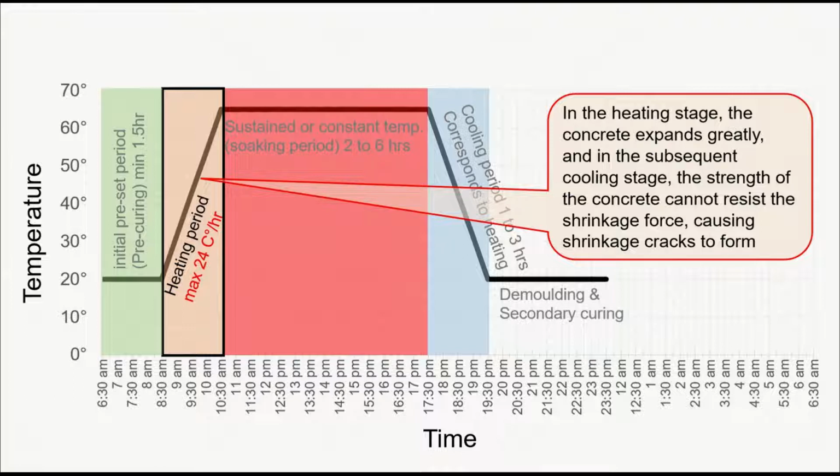Temperature rise must be tailored to avoid cracking and damage due to mold restraint. The temperature rise should not exceed 24 Celsius per hour with a maximum of 10 Celsius in any 20-minute period. In the heating stage, the concrete expands greatly, and in the subsequent cooling stage, the strength of the concrete cannot resist the shrinkage force, causing shrinkage cracks to form. This is because the concrete is not hardened enough to resist expansion caused by steam pressure during the heating process and shrinkage caused by loss of water inside the concrete.